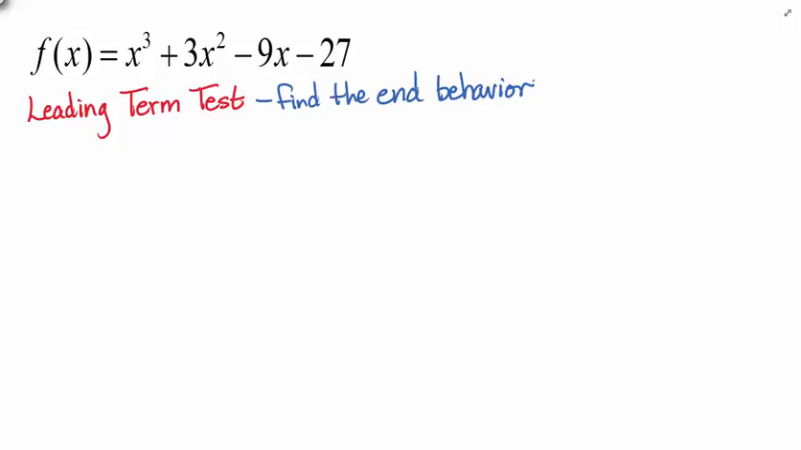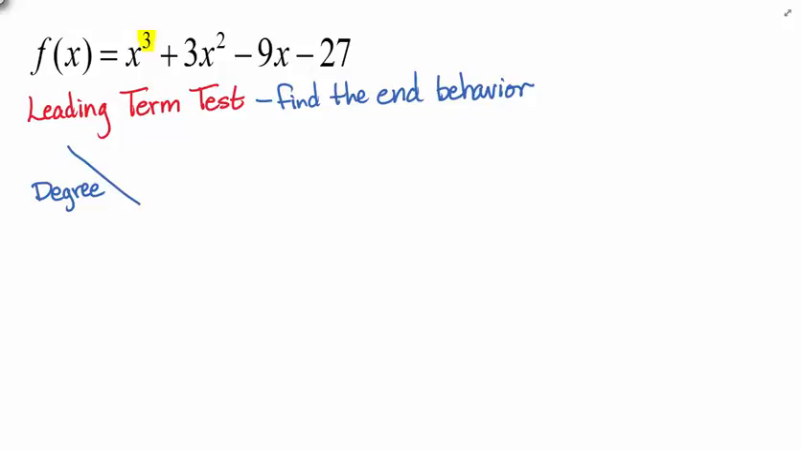Okay, that's all it does, but it's very simple to do. We're going to look at the polynomial, and we're going to look at two things. Number one, the degree of the polynomial. So let's take our example here, x cubed plus 3x squared minus 9x minus 27. Remember what the degree of a polynomial is. It's the largest exponent. So in this case, this is a third degree polynomial.